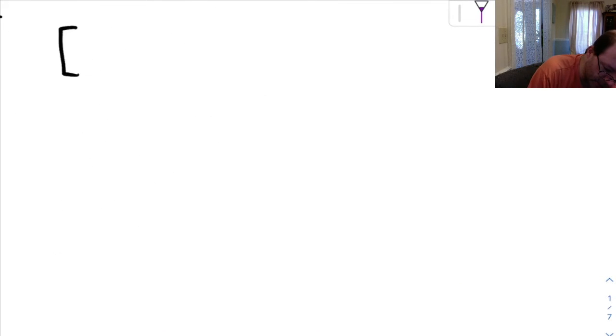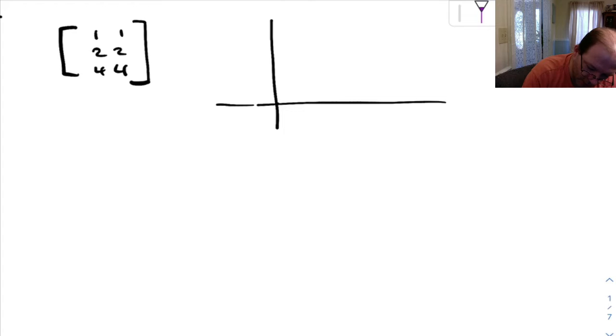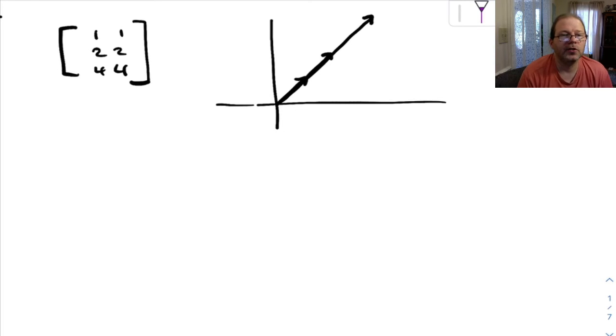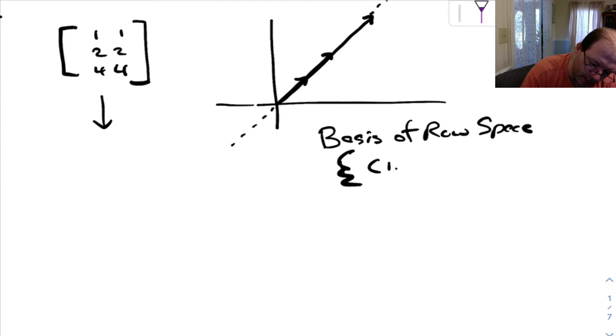Suppose we had this matrix, 1, 1, 2, 2, 4, 4. We wanted to find a basis of its row space. Well, if you look at these three vectors, 1, 1 looks like that, 2, 2 points in the same direction, and 4, 4 also points in the same direction. So if we wanted to get everything that's in the span of those three vectors, it's just the stuff that's on this line here. So a basis of this row space would just be the set containing 1, 1.